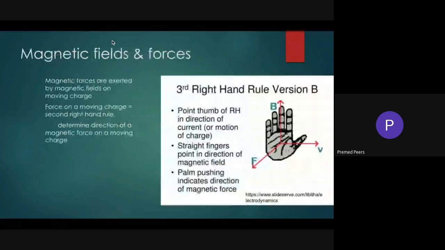Okay. Any question on magnetic fields and forces?